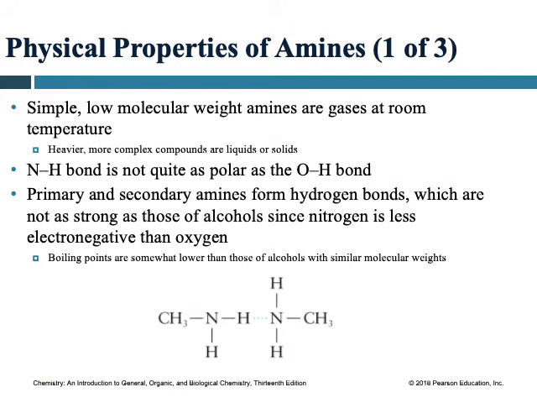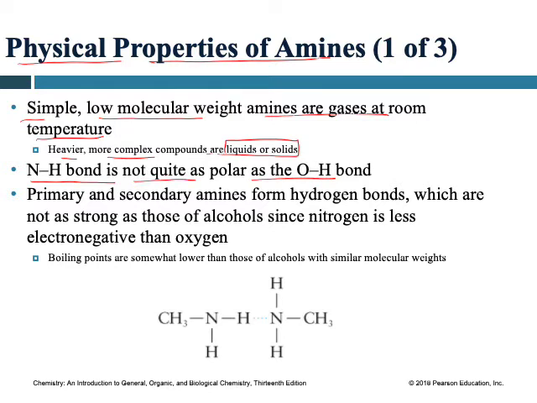So now let's talk about the physical properties of amines. Simple, low molecular weight amines are gases at room temperature, whereas heavier and more complex compounds are liquids and solids because of hydrogen bonding. The N-H bond is not quite as polar as the O-H bond. What does it mean? Between nitrogen and oxygen, oxygen is more electronegative. If any atom is more electronegative, it has more polar character with hydrogen, right? So between the hydrogen-nitrogen bond and the hydrogen-oxygen bond, which one is more polar? The O-H bond is more polar because oxygen is more electronegative.